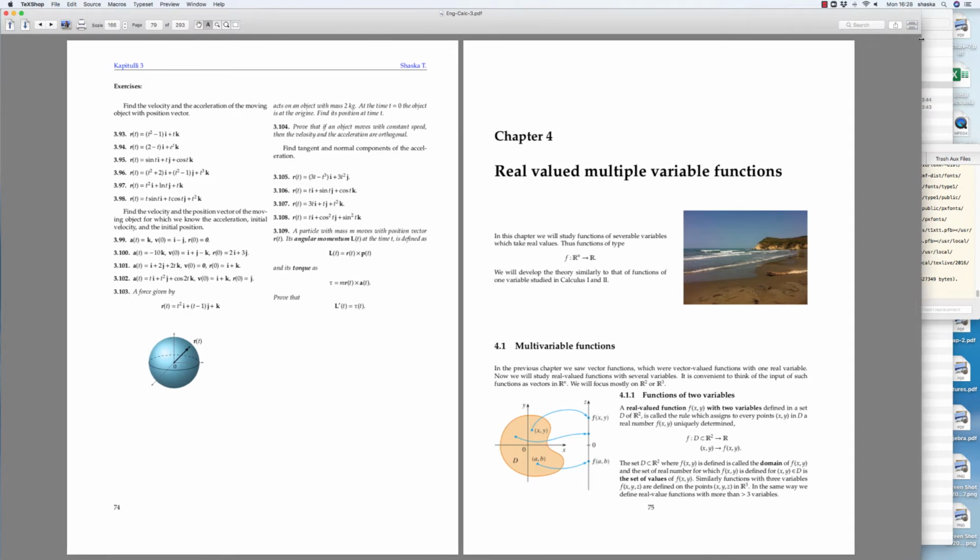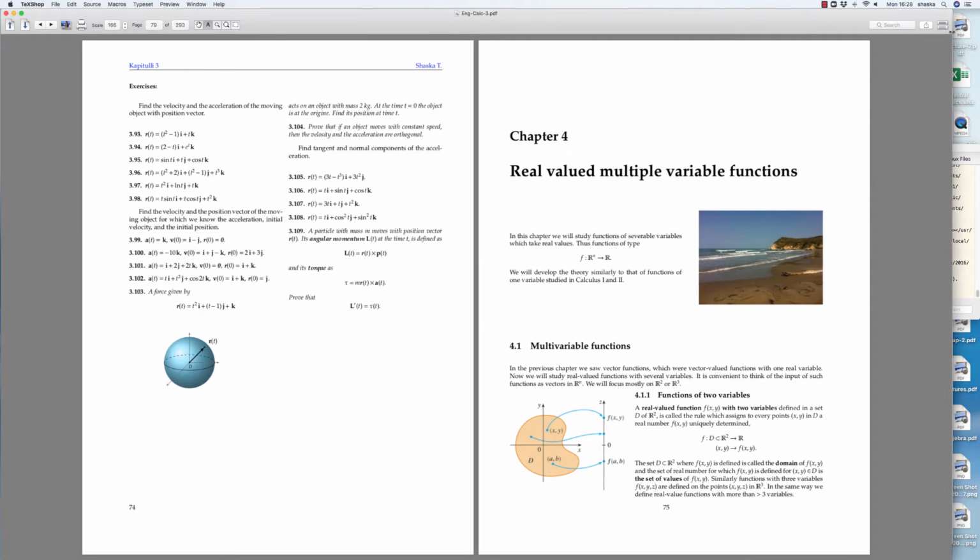Okay, so we will continue today with these lectures of the next chapter. And so this is actually real valued multiple variable functions. Okay, so let's just start from the beginning.